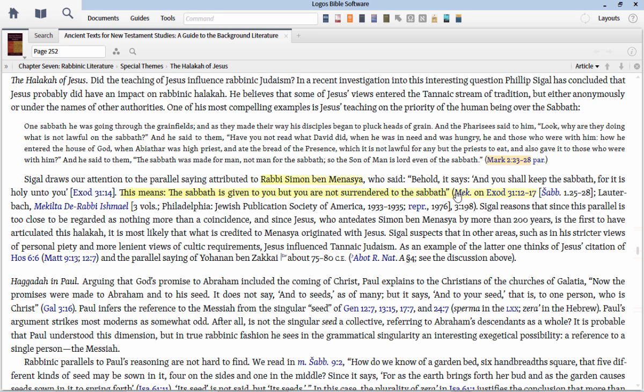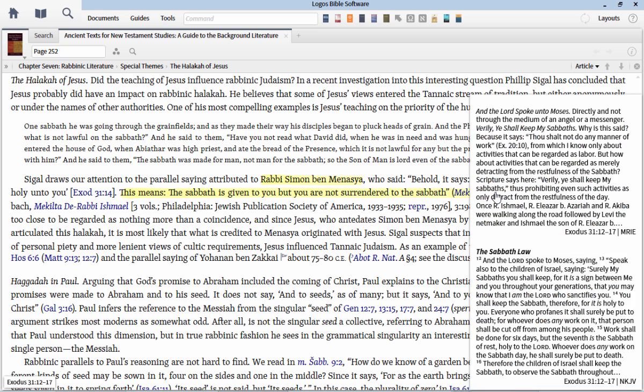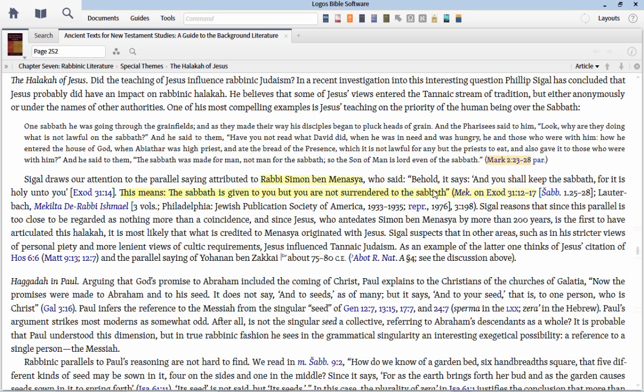This is in the Mechilta, which is a commentary on Exodus 31. This is part of the rabbinic literature. So other rabbis were saying things that were fairly similar to what Jesus was saying. Jesus wasn't the only one who spoke like this.